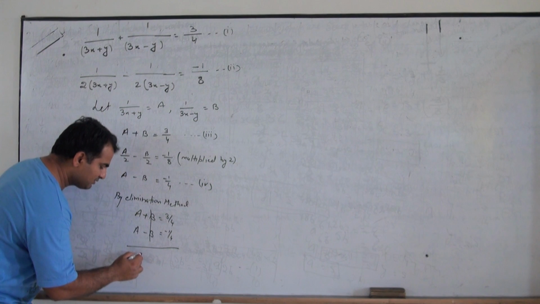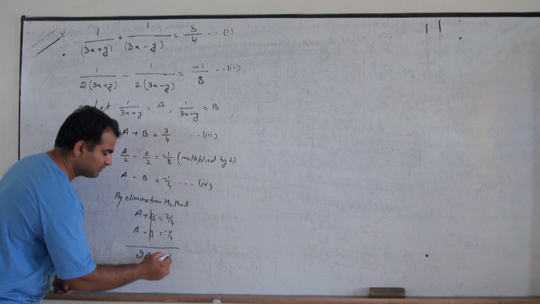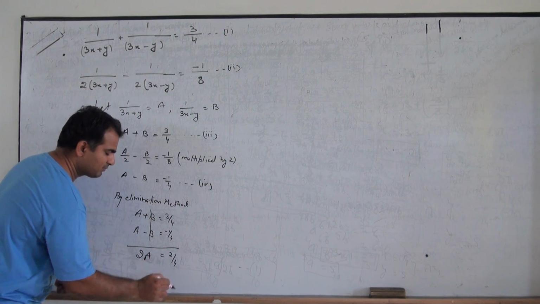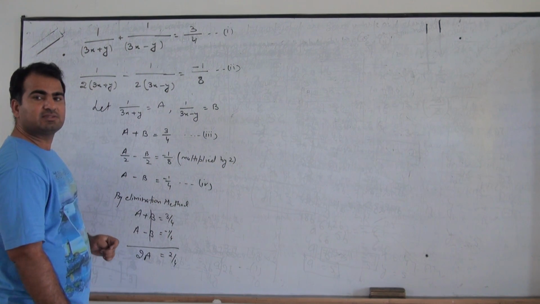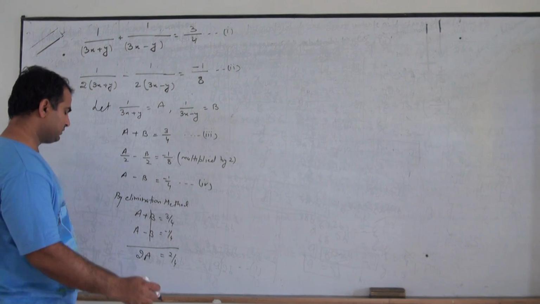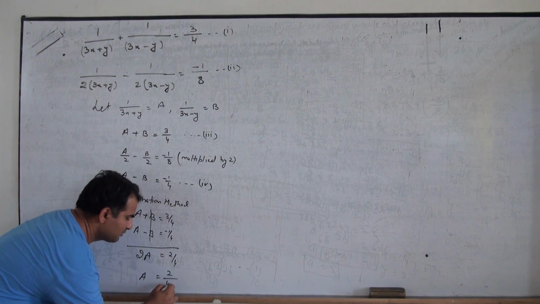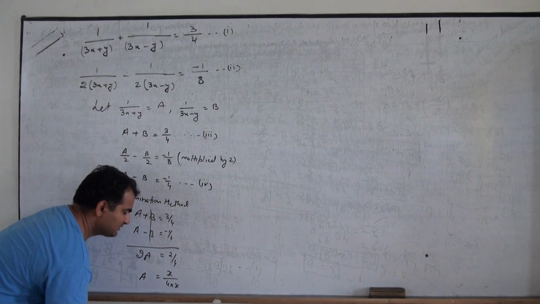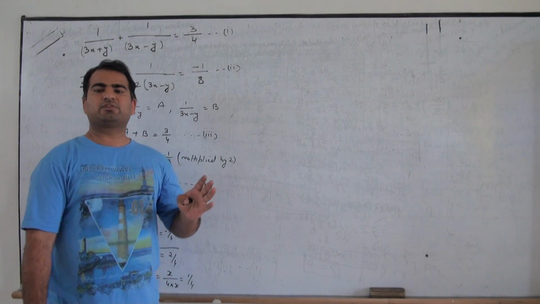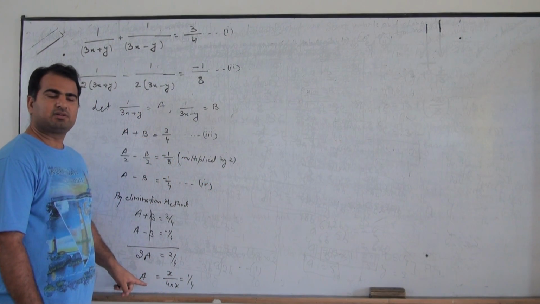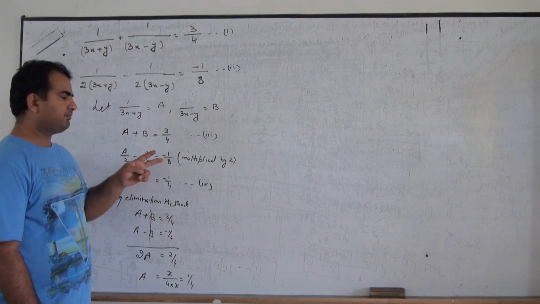What is a plus a? It is 2a. What is 3 upon 4 minus 1 upon 4? It will be 2 upon 4. And what we can write 2 upon 4? We can write it as 1 upon 2. Okay. So a will be 2 upon 4 into 2. 2 should be cancelled out and a will be 1 upon 4. So we got the value of a. Now placing the value of a in any of these equations, we can get the value of b.